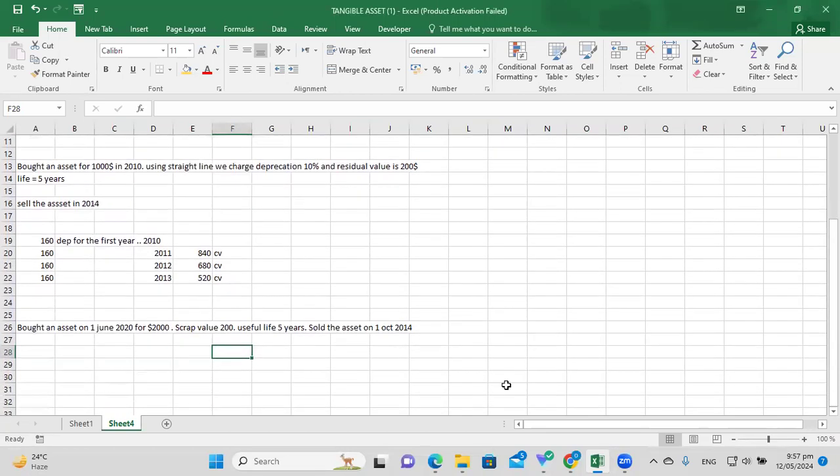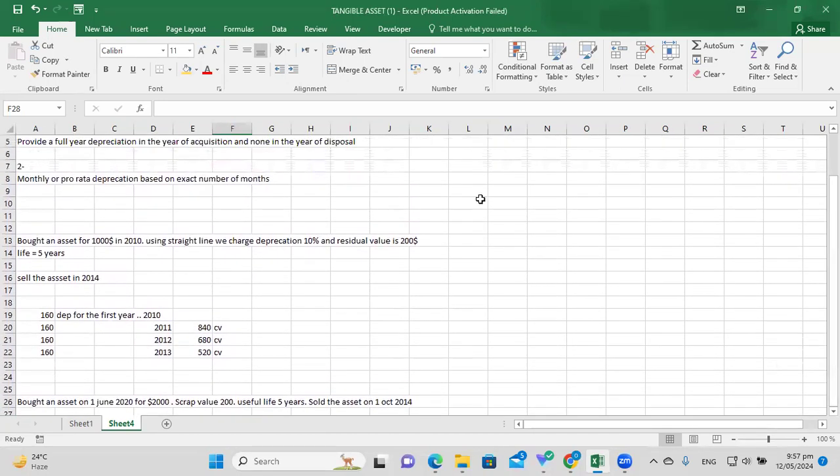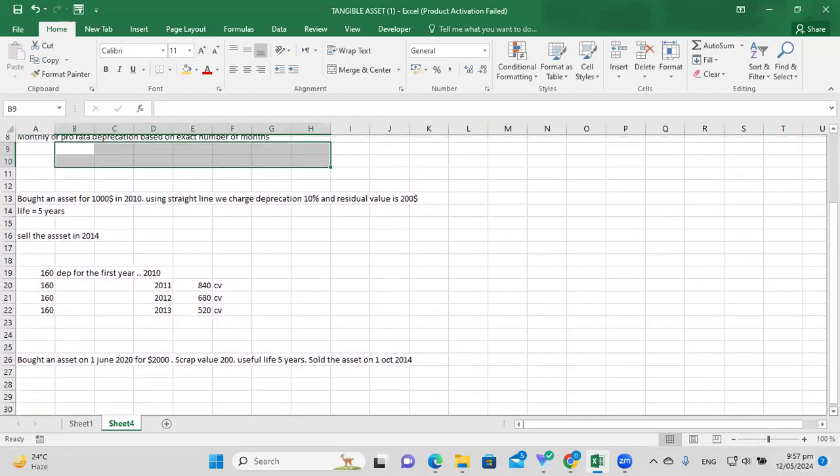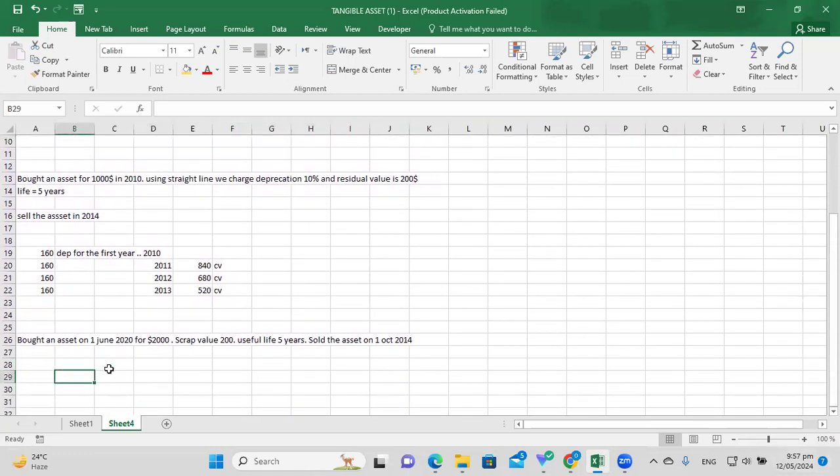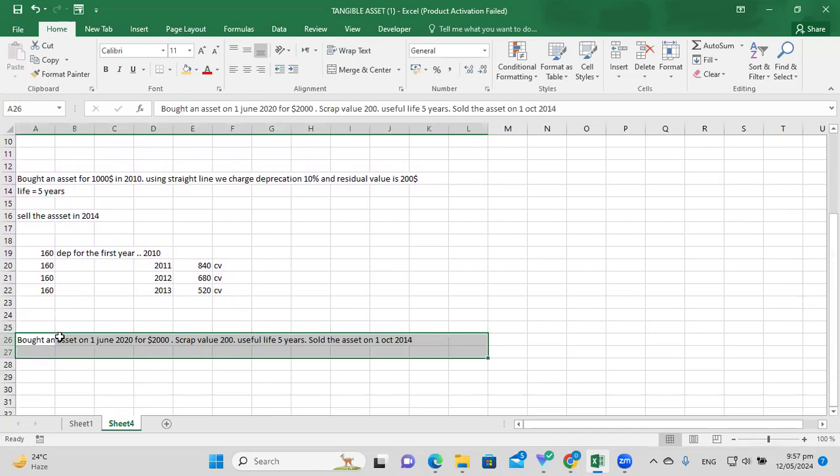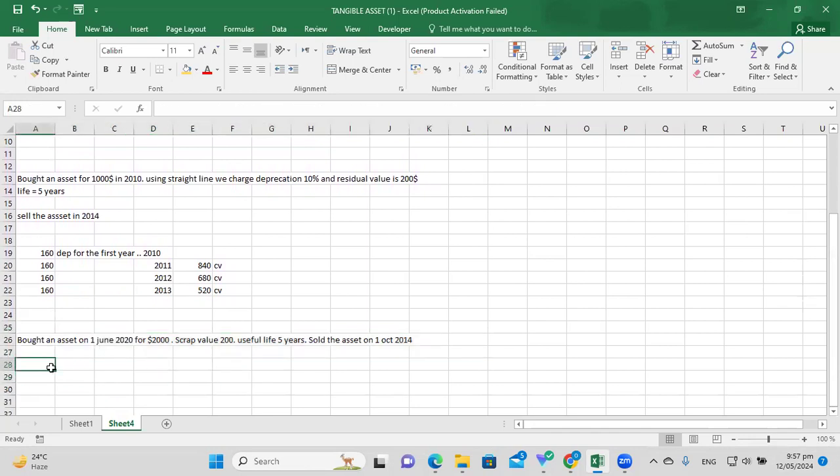Okay, now, so what's our example now? We are using policy number two in this one: monthly or pro rata depreciation based on exact number of months. So now let's have a look. How will we calculate the depreciation? Let's assume that this is the straight line method. So we bought the asset on 1 January 2020.